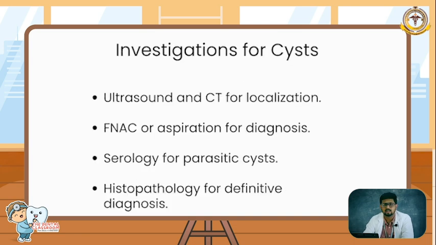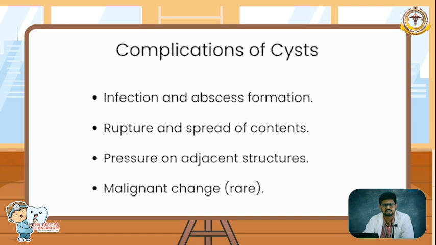Investigations for a cyst: ultrasound and CT for localization, FNAC or aspiration for the diagnosis, serology for parasitic cyst, and histopathological examination to confirm our diagnosis. If not treated, the cyst can get infected and abscess formation can occur. So complications of the cyst are infection and abscess formation, rupture and spread of contents, pressure over adjacent structures, and malignant transformation can also occur.